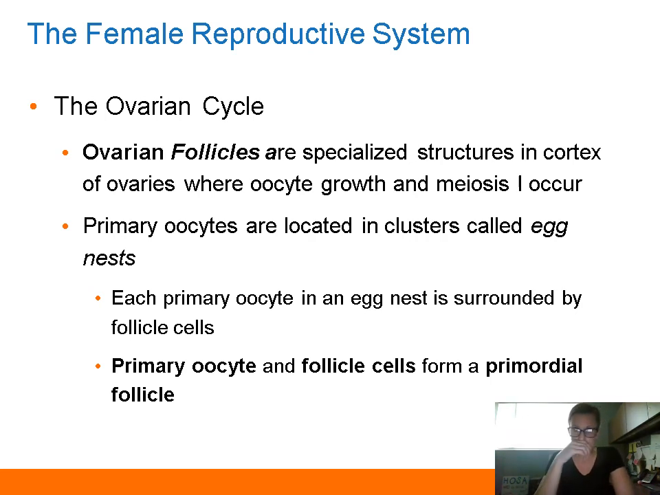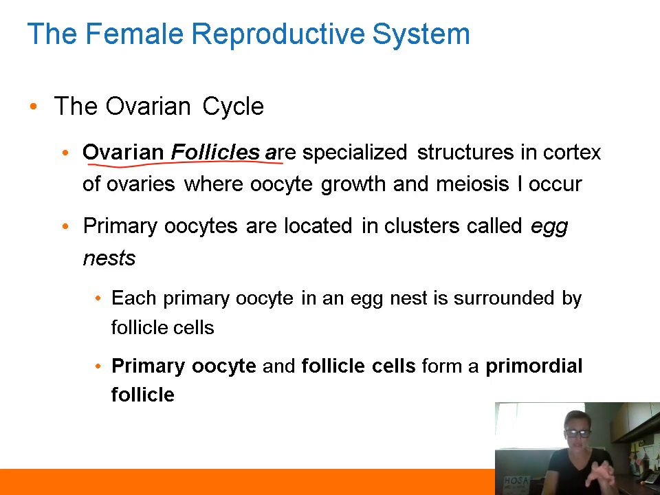Okay, so in the ovarian cycle, inside the ovaries, we have ovarian follicles. Ovarian follicles are special little structures in the cortex of the ovaries where oocyte growth and meiosis I occur. There are primary follicles, secondary follicles, and tertiary follicles. But again, it's just a little specialized structure where the egg is going through its cell division.